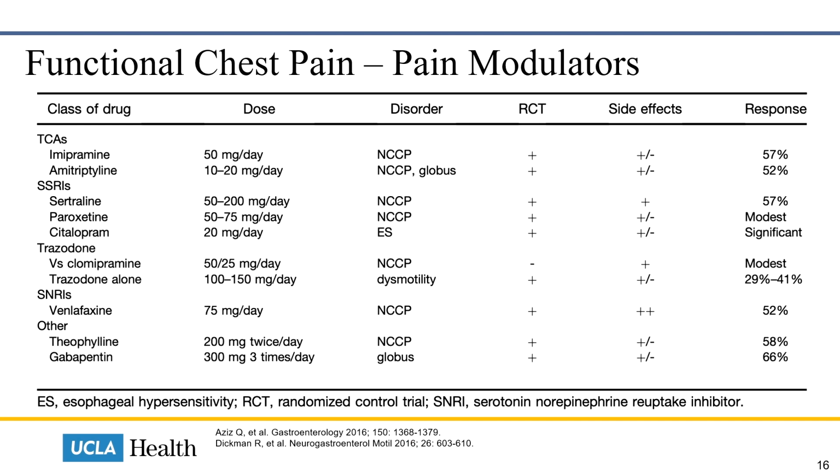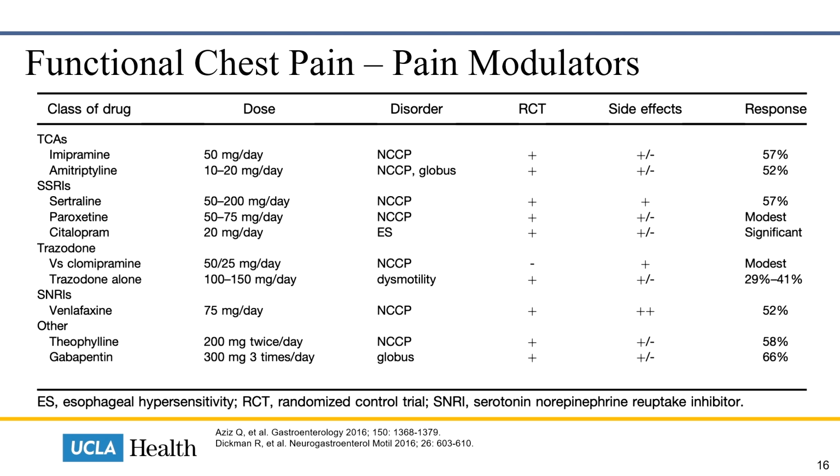So this is just a summary of a list of your pain modulator options that's available to you for treatment of functional chest pain. You have your classes of tricyclic antidepressants, SSRIs, SNRIs, trazodone, and some other medications that we probably use less often, theophylline, gabapentin. But these have all been studied in non-cardiac chest pain patients. Generally, as you can see from this chart, the response is pretty decent, 50 to 60% response across the classes.